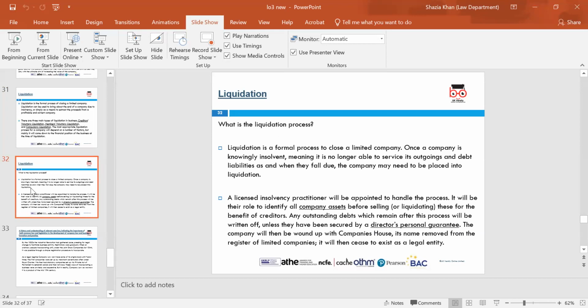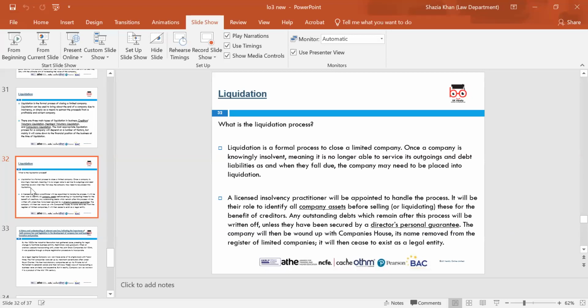Liquidation is a formal process to close a limited company. Once a company is knowingly insolvent, meaning it is no longer able to service its outgoings and debt liabilities as and when they fall due, the company may need to be placed into liquidation. A licensed insolvency practitioner will be appointed to handle the process. It will be their role to identify all company assets before selling or liquidating these for the benefit of the creditors. Any outstanding debts which remain after this process will be written off unless they have been secured by a director's personal guarantee. What's the director's personal guarantee?